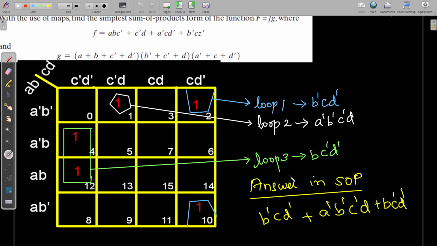The next step is to combine these expressions together. So it is B' C D' plus A' B' C' D from loop 2, and from loop 3 it is B C' D'. So this is the answer in simple SOP form. Thank you. Hope you have understood.